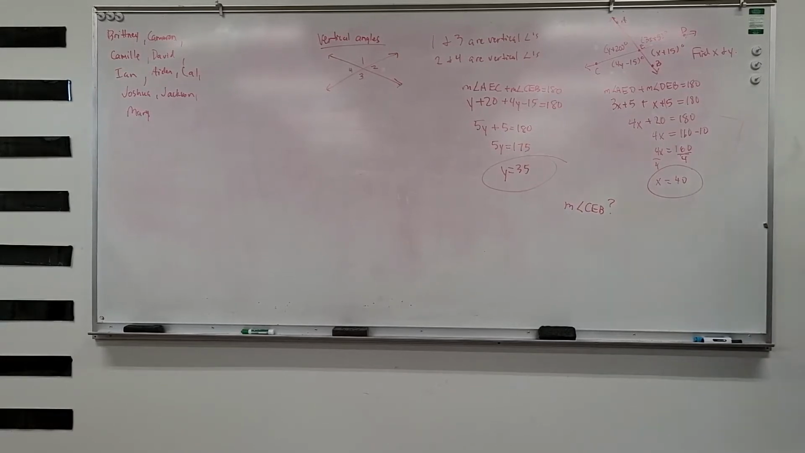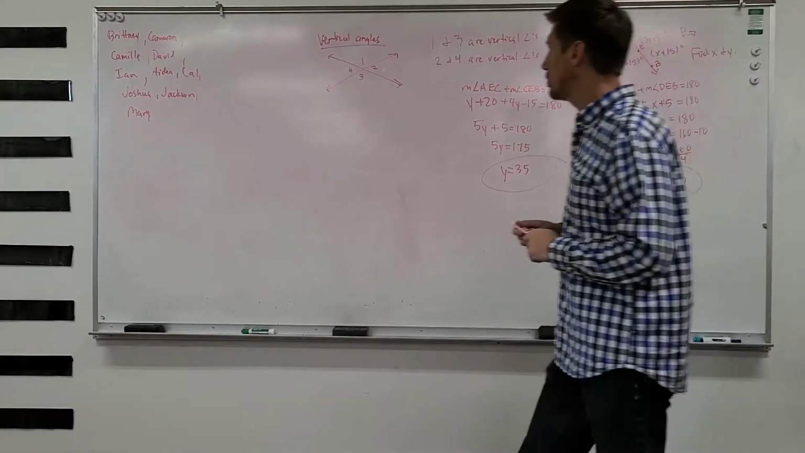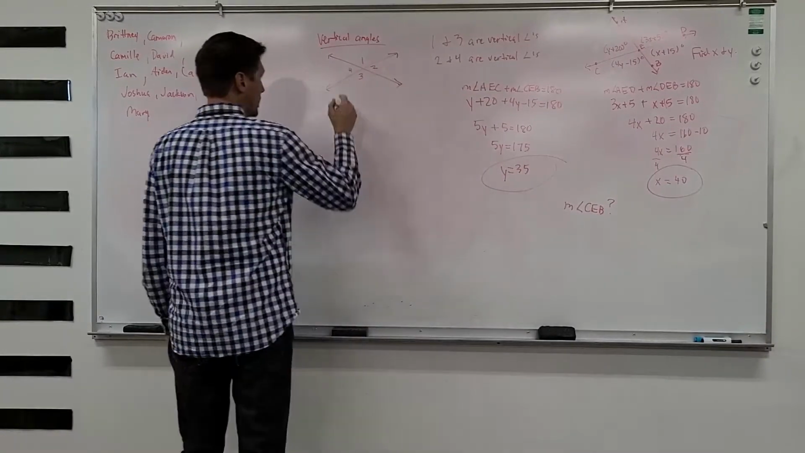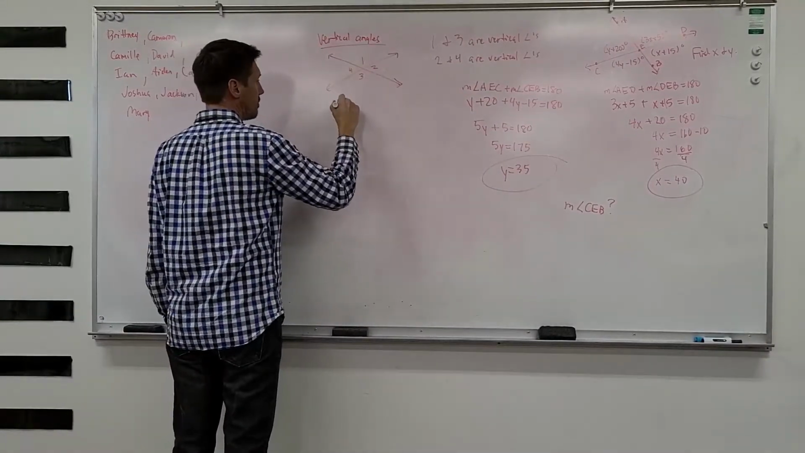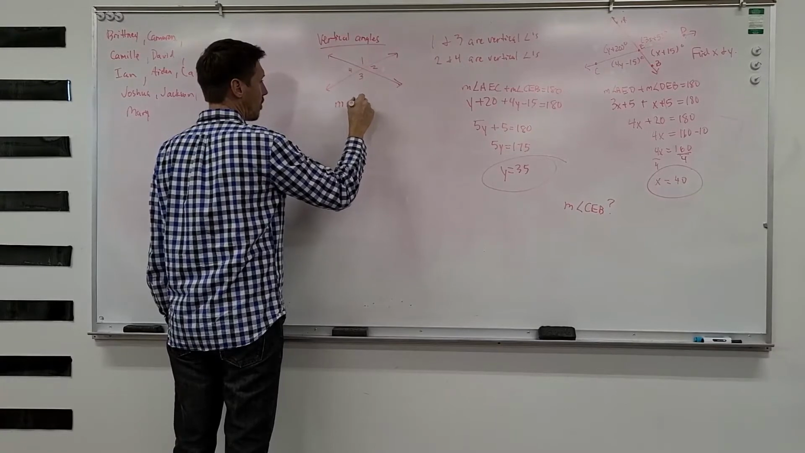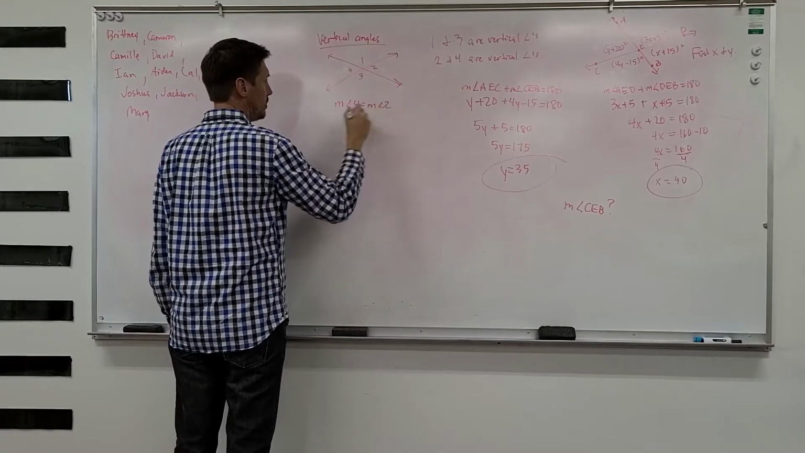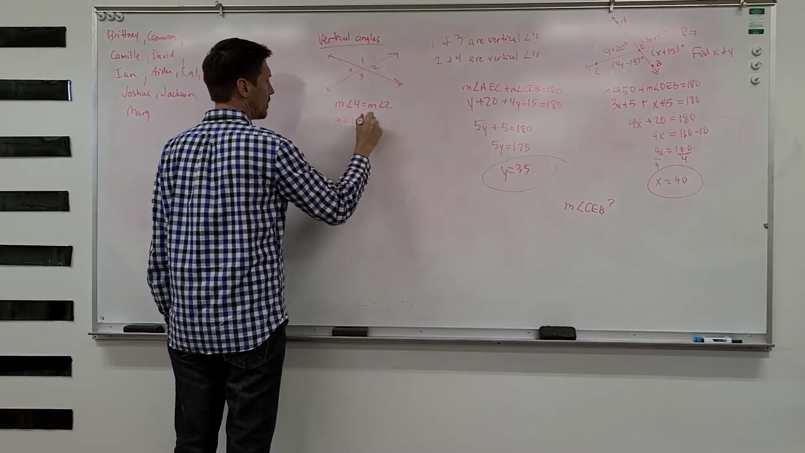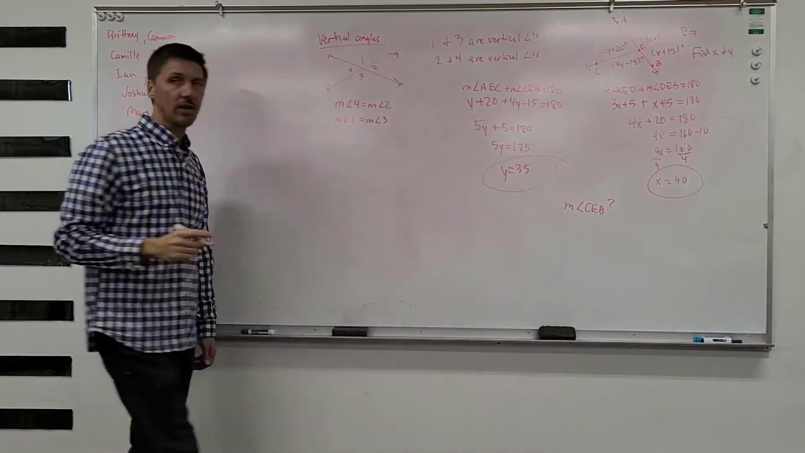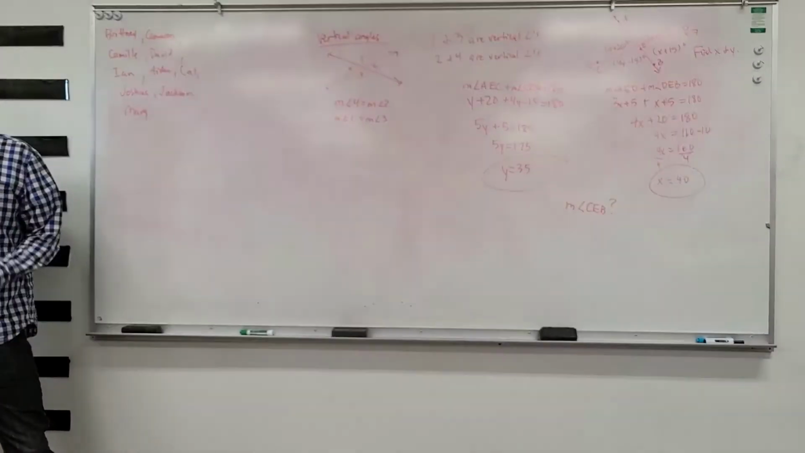So let's talk about complementary and supplementary angles. Let me just give you a heads up. What we're going to find out with vertical angles is that the measure of angle 4 is equal to the measure of angle 2, and the measure of angle 1 equals the measure of angle 3. So if they're vertical angles, they're equal to one another, all right?